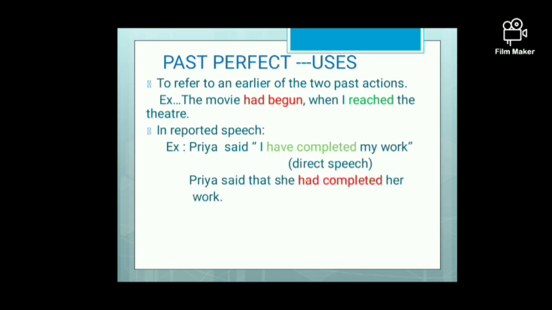Priya said that she had completed her work. Look at the example there in direct speech. Have completed, which is in present perfect tense, is changed into past perfect tense.